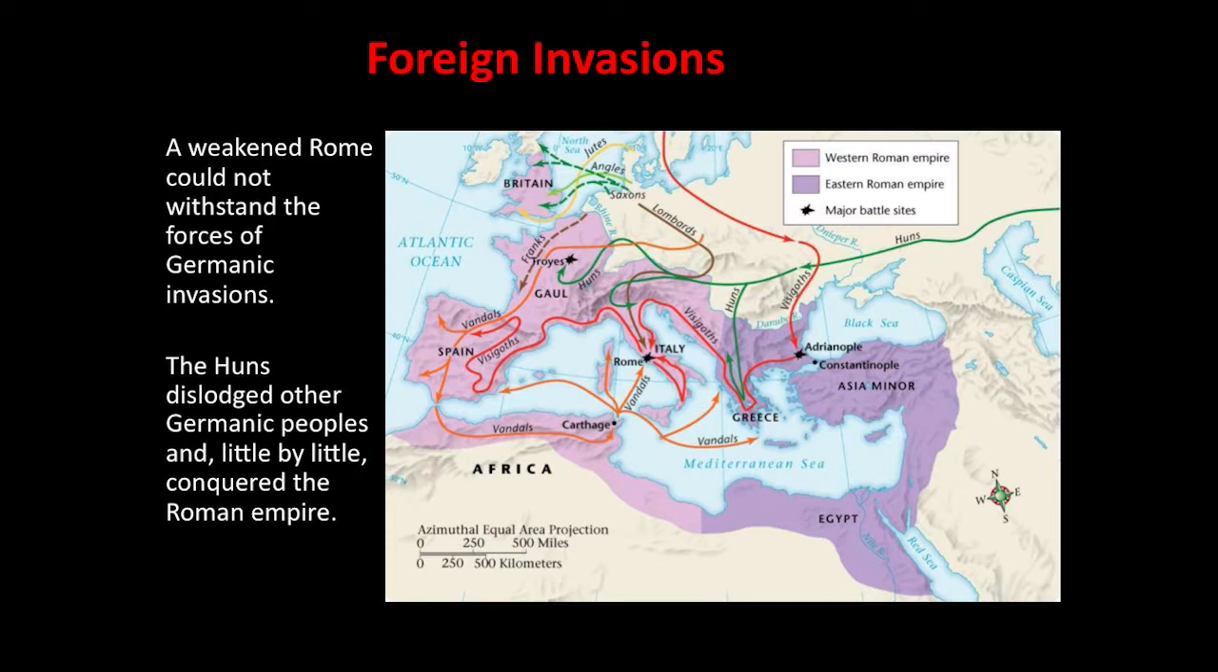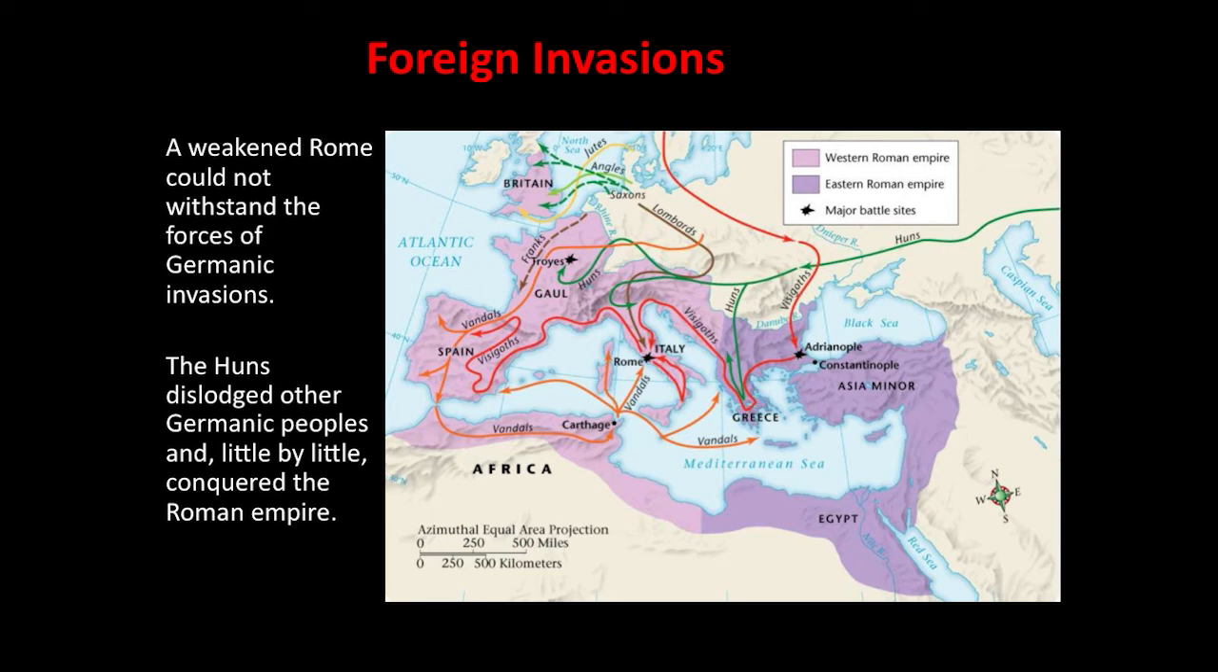What began happening with Rome is that Rome became weakened, and then other people began seeing their opportunity to take over Rome. And so Germanic tribes, people from northern Europe, began attacking Rome. And you had groups of people called the Huns, the Visigoths, the Franks, the Ostrogoths, and the Vandals.